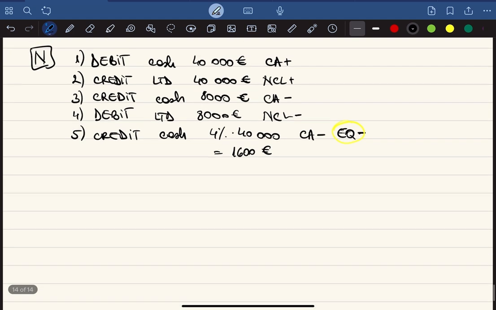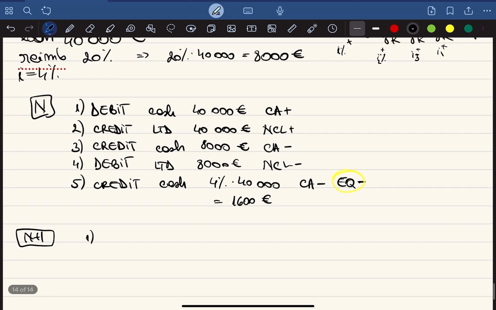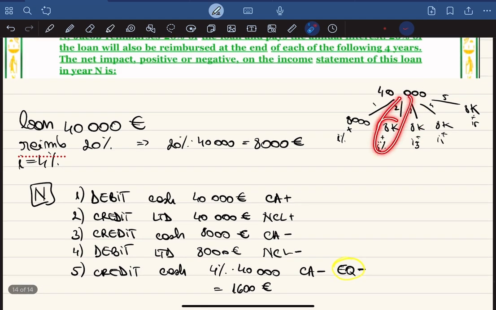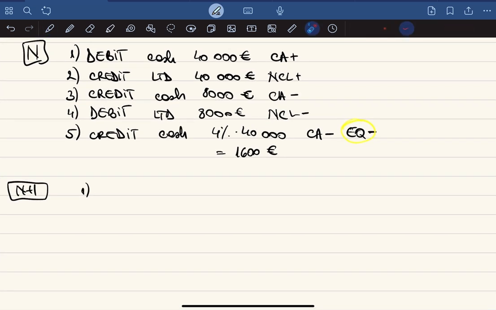Now, in the next year, in year N+1, the first thing that happens is you pay back the reimbursement for that year. So in year 2, you pay back the reimbursement, and again you will pay back the interest. There is no part of the loan in year 2 because you only borrowed the loan in year N. In year 2, you just pay back what you have to make up for the loan.